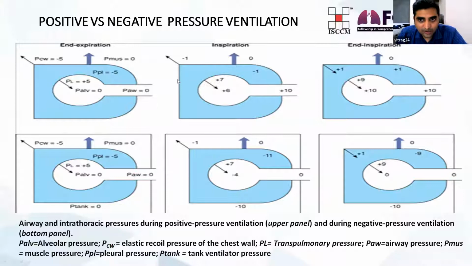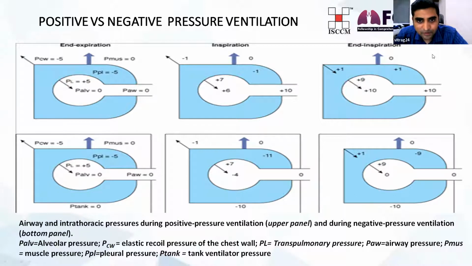While in the upper part, you can see it is neutral and positive, not negative. So there are exactly physiological spontaneous changes. There is negative pressure inside the alveolar level during inspiration in negative pressure ventilation and physiological respiration, while in positive pressure ventilation, it is exactly opposite.